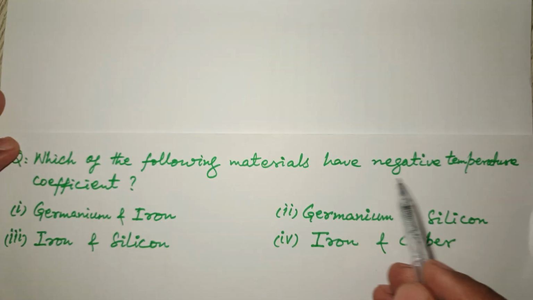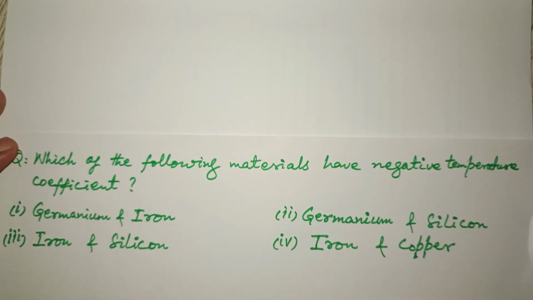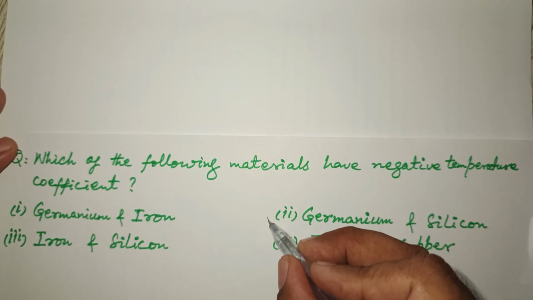Which of the following materials have negative temperature coefficients? Immediately we must know the definition of negative temperature coefficient: the one whose resistance decreases with increasing temperature. This is a property which is only associated with semiconductors. So let's find the pair of semiconductors out of these four pairs. The first one, germanium and iron. Iron is a metal, not a semiconductor. Reject it. This one is iron and silicon. Again iron, cancel. This also has iron, copper, cancel. So germanium and silicon, the second option, is okay.